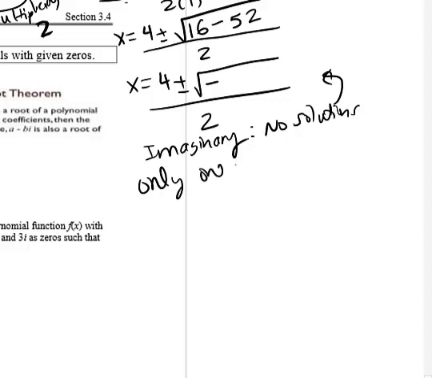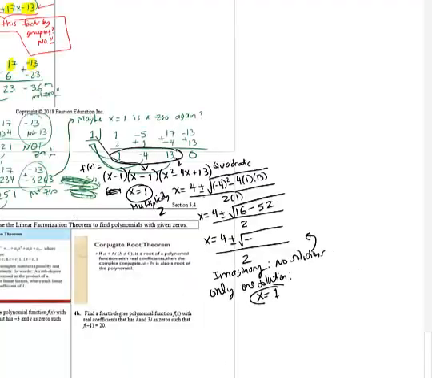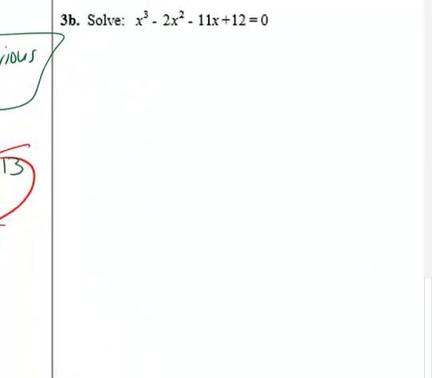So that means there's only one solution. X equals 1. We have found that guy twice. Oh man, that just seems like we wasted a lot of time, huh? Oh well, it happens. Alright. So let's try this next one.